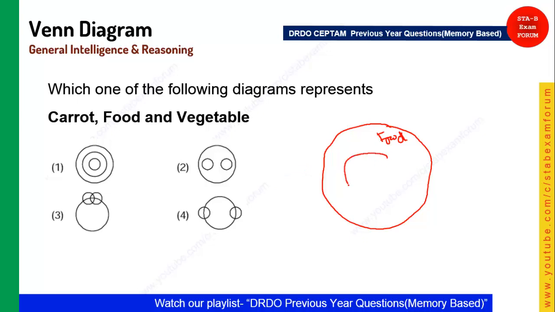that is vegetable. So this circle represents vegetable, as all vegetables are food, and as you know, carrot is a vegetable, so carrot will also come inside this vegetable. So this represents carrot. So the correct answer for this question is option 1. Let's see whether it is correct. Yes, this answer is correct. So option first is the correct answer.